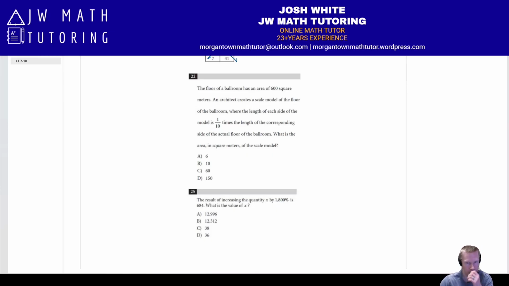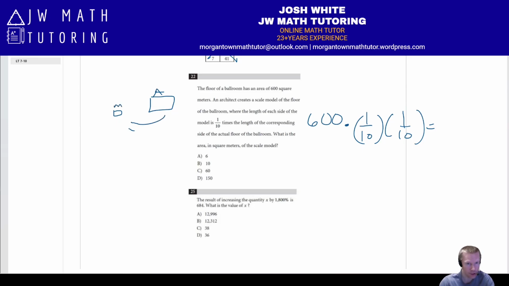Okay, so the theoretical way that you do this, or you figure it out, is you take the 600 square feet and you basically multiply it by 1/10 twice, or 1/10 squared. The reason you do that is because essentially the scale factor from large to small, from actual to the model, is basically times 1/10, but that's for one side. It says the length of each side is 1/10. So that's the scale factor.